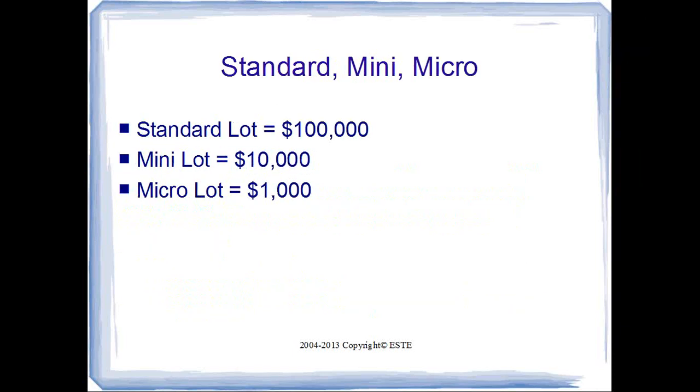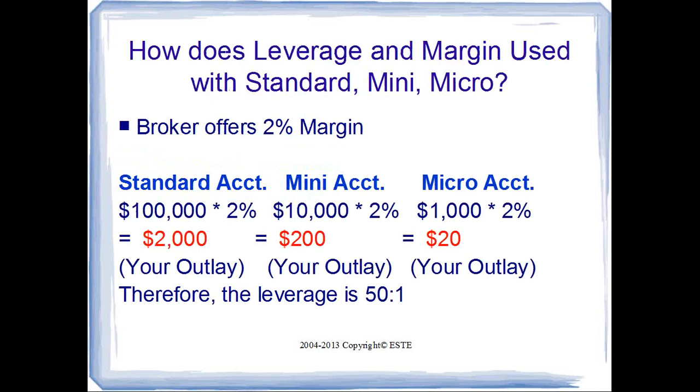FXCM gives 2%. There are three different types of accounts: the standard lot account, the mini lot account, and the micro lot account, at 100,000, 10,000, and 1,000. So how do leverage and margin work with standard, mini, and micro? If the broker offers 2% margin and you're buying one lot of the euro against the dollar, then it will cost you $2,000 on a standard account. On a mini, it only costs you $200. On a micro, it will only cost you $20. That's why I love teaching the Forex market, because of this component.